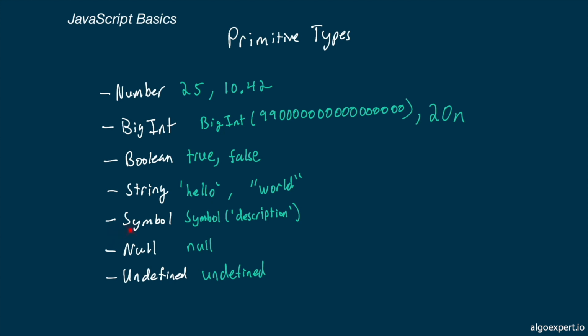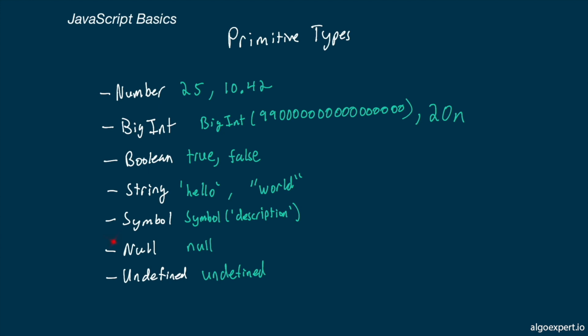Next we have symbols, which were actually a fairly recent addition to the JavaScript language in the ES6 specification. The purpose of symbols is to represent unique values, so wherever we call the symbol function, we get a new unique value, even if we use the same description string. And we will see more about symbols throughout the crash course as well, specifically in the video on objects, which is where symbols are most commonly used.